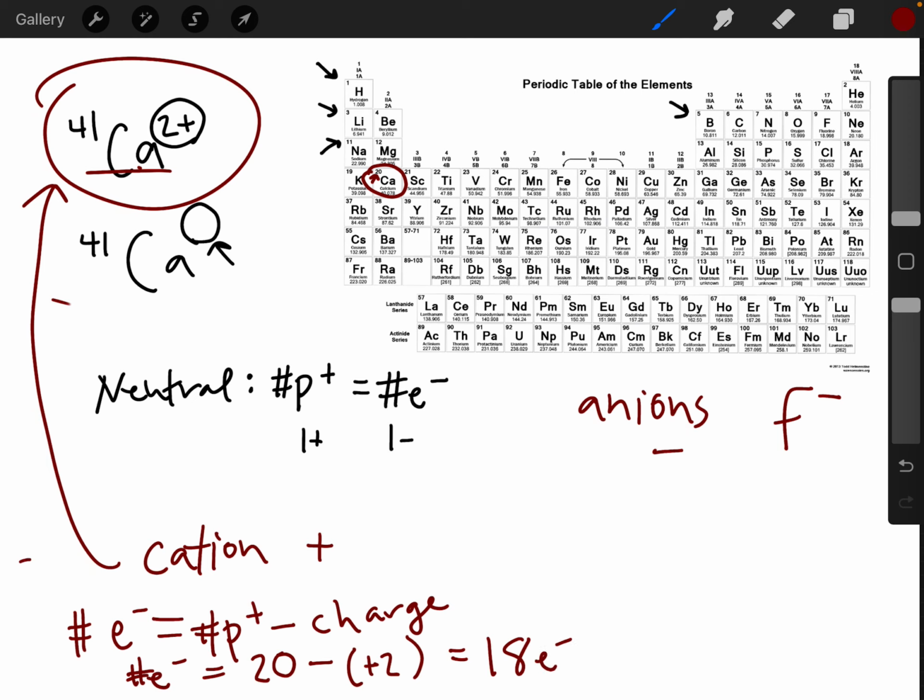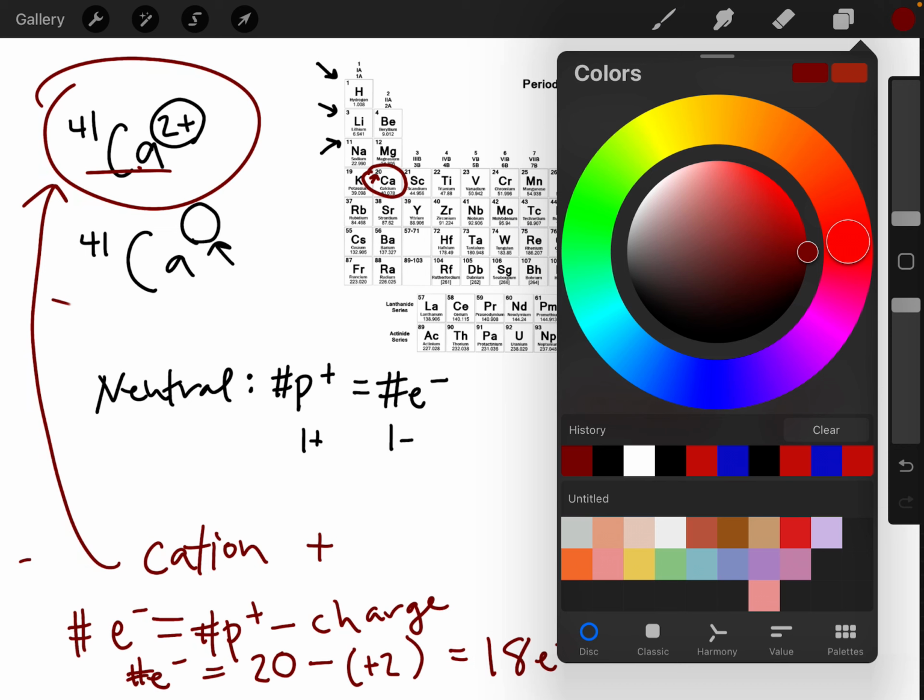And we could sit here and think, hey, if I'm getting rid of something negative, I should become positive. I should have more protons than electrons if I get rid of electrons. And this makes sense, right? If I have an overall 2 plus charge, I should have 2 more protons than electrons because protons are positive.